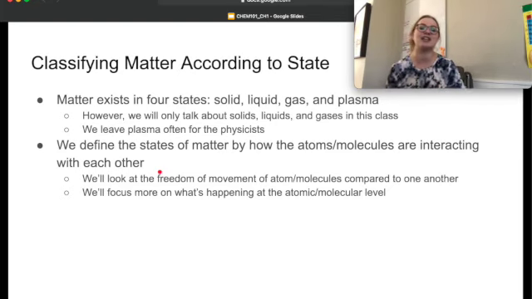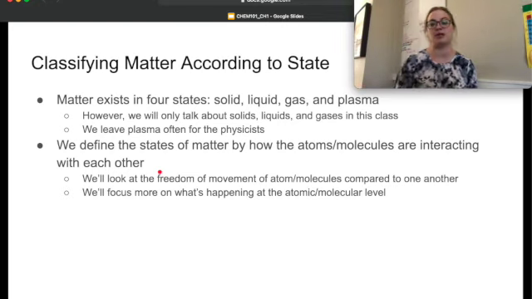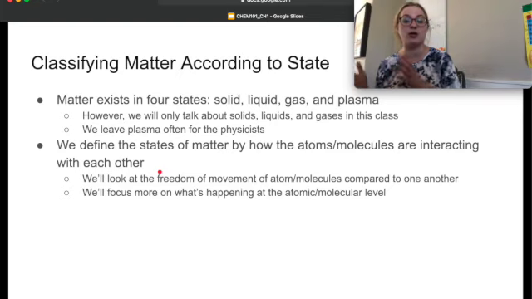However, we're actually going to define the states of matter by how those atoms and molecules are interacting with each other. So what we're going to do is look at the freedom of movement of atoms and molecules compared to one another at that atomic molecular level. And we're going to shift our focus to what's actually happening at that level rather than the broad scale levels we tend to experience. I will definitely equate it to that.